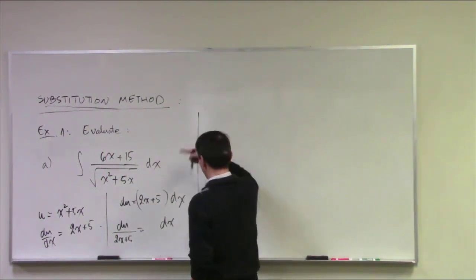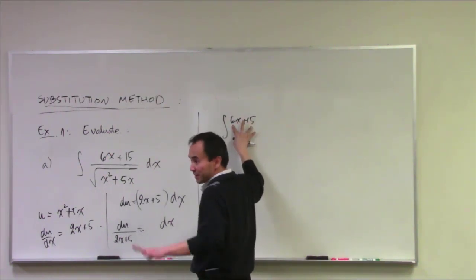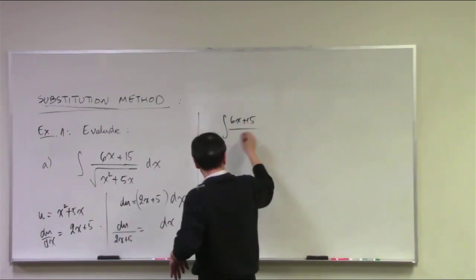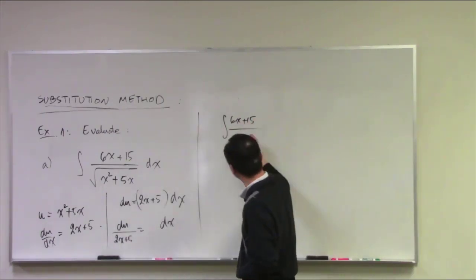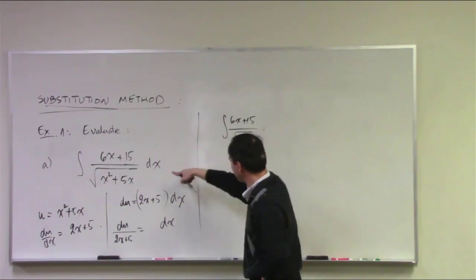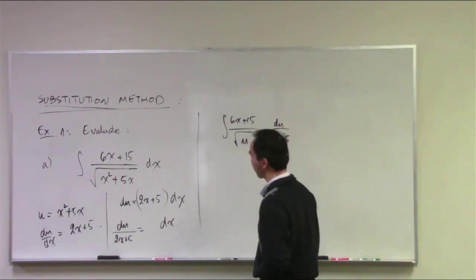In the next step, let's put it in partially. We have the 6x plus 15, right? There was no substitution for that one, so let's leave it there for now. Don't worry, it will get one. In the denominator, now we can write square root of u. You guys follow it? And then that dx right here can be substituted by du over 2x plus 5.